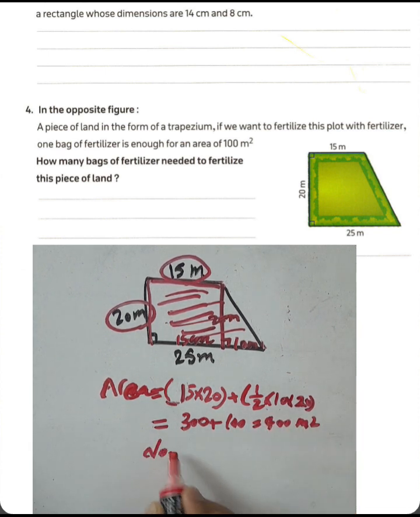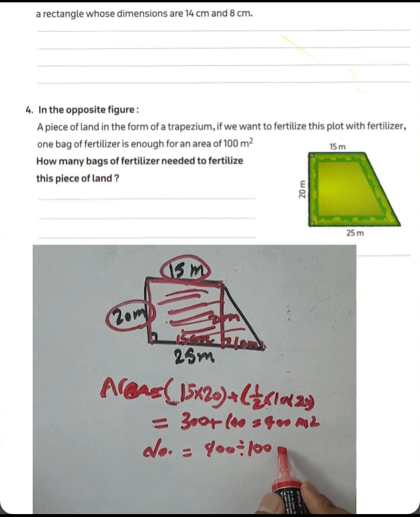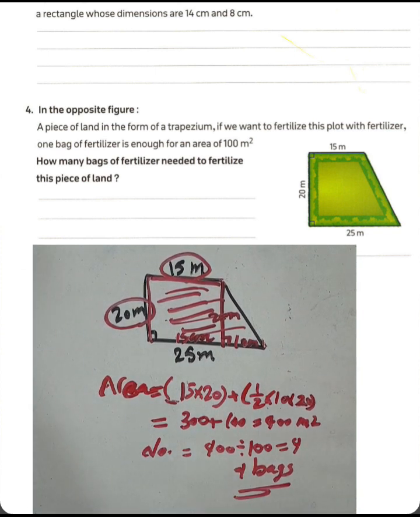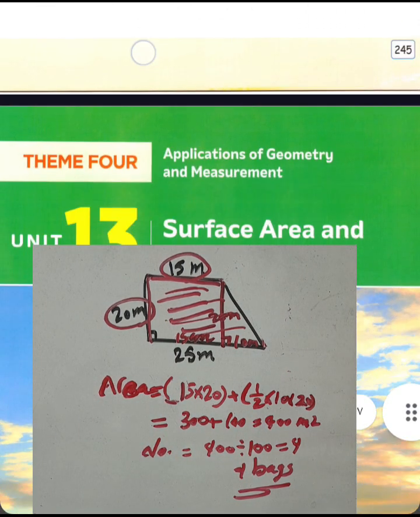And then you can find the number of bags, right? 400 divided by the area of each bag, which is 100. Then we will have 4 bags. We have 3 solutions for this example. Okay, you can solve by any method you like.